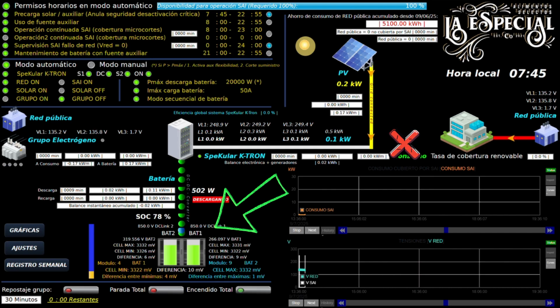Once the planned starting time for UPS mode arrives, SpeKular TRON will connect to the loads starting its operation and will stay in that UPS operation mode during all the time slot, as programmed.